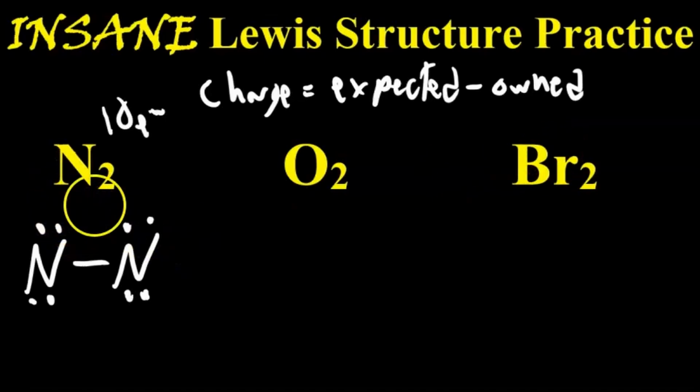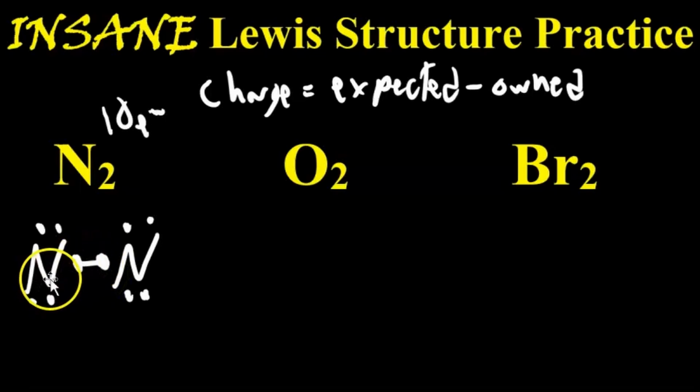So 5. How many are owned in this structure? How many does it own? Well, here we have 1, 2, 3, because there are 2 electrons in a bond, and 1 electron is owned by this nitrogen, the other electron owned by the other nitrogen. So 1, 2, 3, 4, 5. So this one has 5, this one has 5. Since the expected equals the owned, there's no charge.